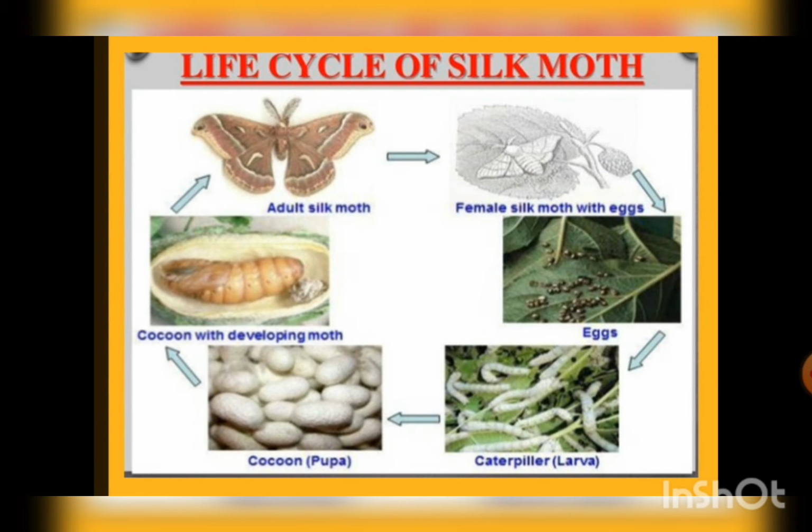Here is a picture. It shows the adult silk moth, that is a female silk moth that lays eggs. Hundreds of eggs are laid at a time, and see the eggs on this plant leaf. Then the eggs mature and hatch, and the larva comes out. That is called the caterpillar. Then caterpillars grow into cocoons. They produce silk around themselves, and from the cocoons, the matured silk moth hatches out. This is the life cycle of the silk moth.